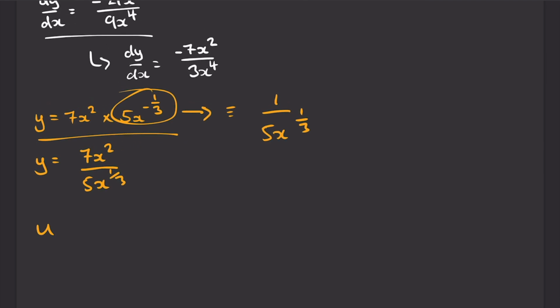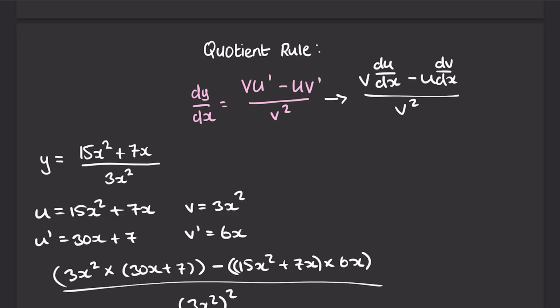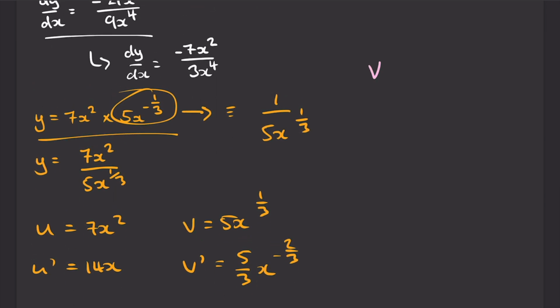So again, we'll list our u and our v. So u would be 7x squared, v would be 5x to the power of 1 over 3. And you've got u prime, which is 14x, and then v prime, which equals 5 over 3x to the power of, just to make sure, negative 2/3, right? So we have all our parts that we need to put into our equation, which is up here. Just a general note, that's the general rule for differentiating using the quotient rule.